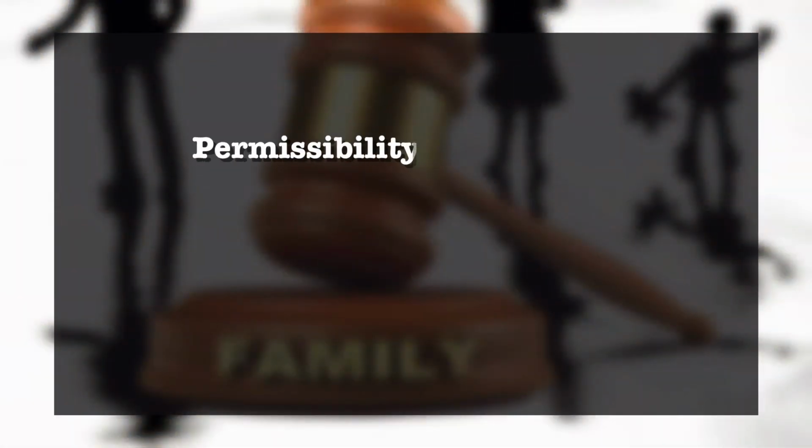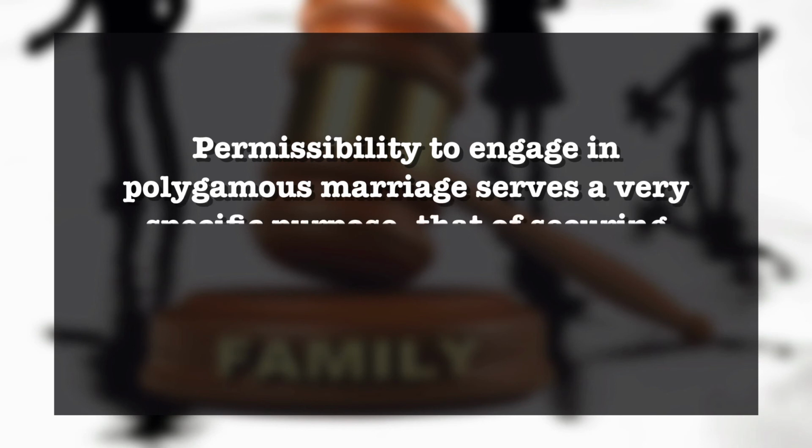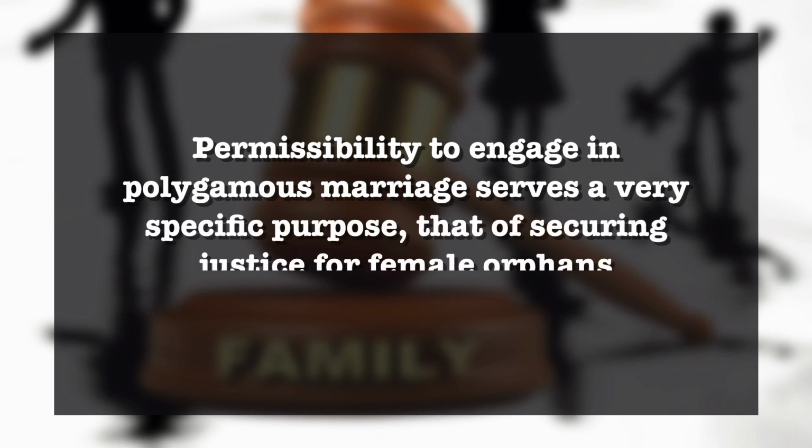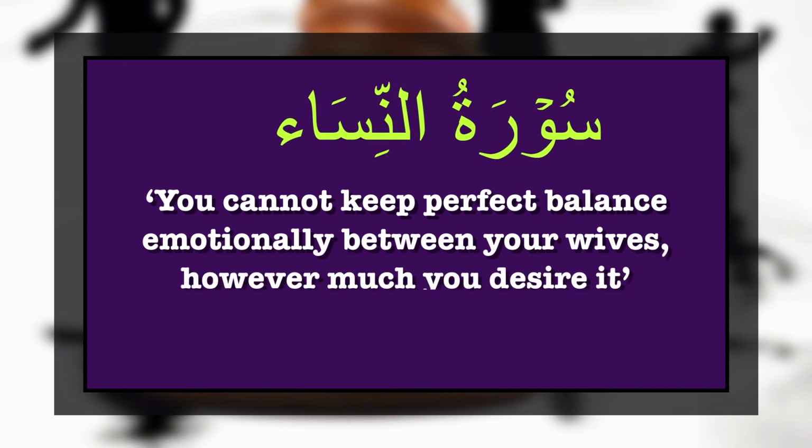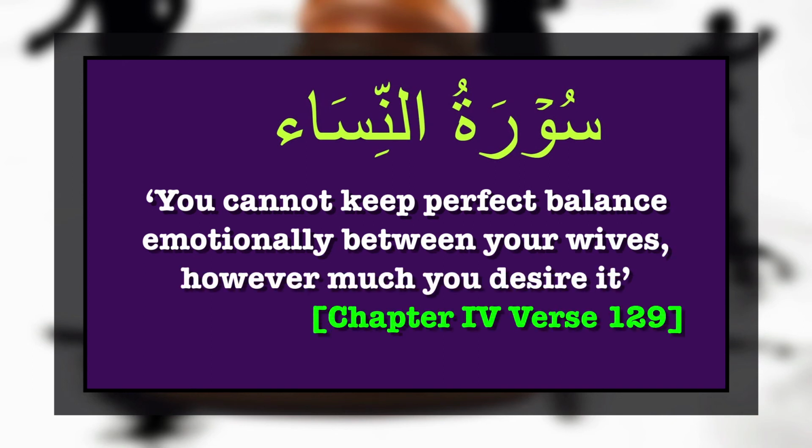As Barlas in 2002 argued, the permissibility to engage in polygamous marriages serves a very specific purpose, that of securing justice for female orphans. The Quranic ideal clearly is to establish monogamous union, which is also affirmed in Surah Al-Nisa, whereby the Quran notes, "You cannot keep perfect balance emotionally between your wives, however much you desire it."